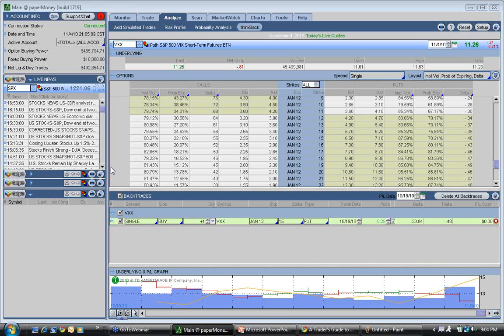Okay? Now, someone's asking, can you make money buying a straddle about 3 weeks before earnings and holding until earnings day? You can sometimes. Sometimes not.